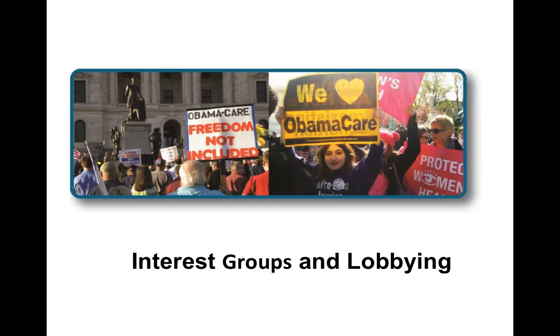So here we have "Obamacare, freedom not included," from people arguing against Obamacare. And then "We love Obamacare," from those who are supporting it. So these interest groups are going to be on diverse sides and have diverse opinions.